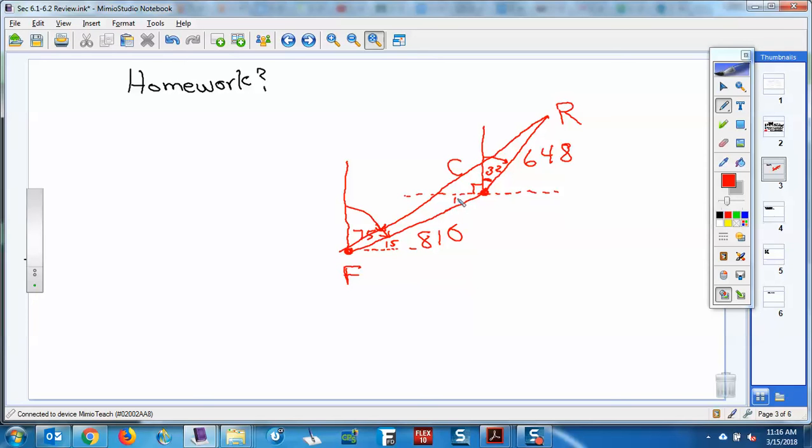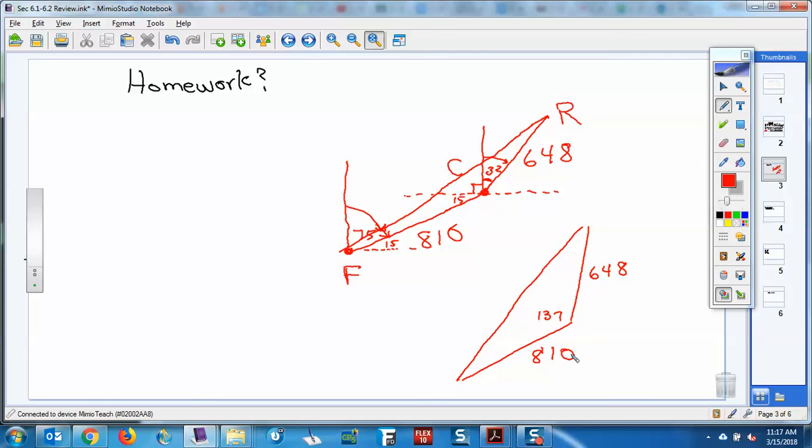And isn't that going to be alternate interior with that one right there? So I got 15, 75 was to there, 15 to there, and then those are parallel. So 15 and 15. So now we got 32, 15. So if I want to redraw that maybe a little better, something like this. This is going to be 32, 90, and 15, which is what, 137. And then this is 648, and this is 810.